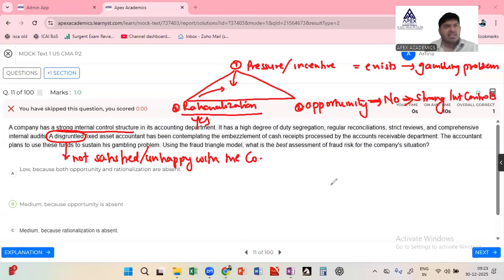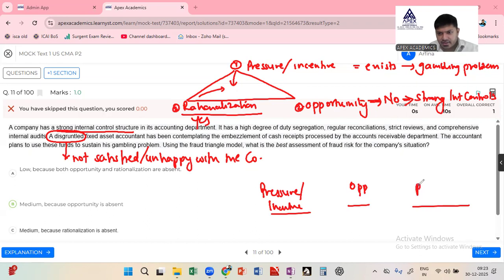So what are the factors in a fraud triangle? The first factor is pressure, or you can use the word incentive. The second factor is opportunity. The third factor is rationalization. Pressure or incentive is there because of gambling. Opportunity is not there. Rationalization is there. It is 2 out of 3, so it is medium.